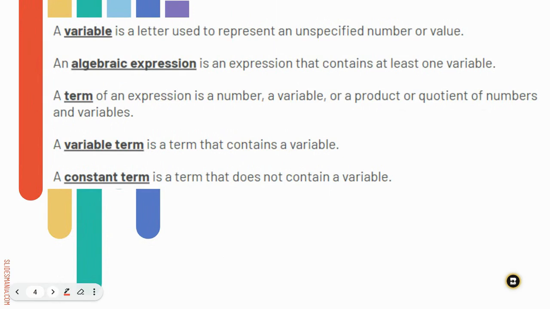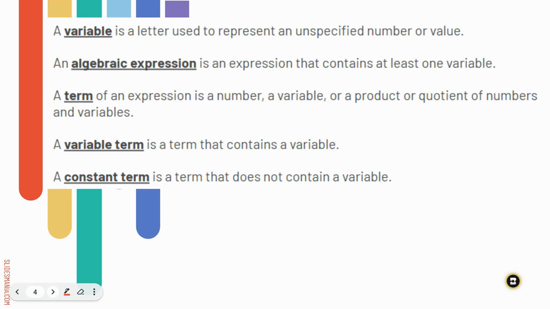So we are going to start with some definitions. So we have a variable, which is a word you may have heard before in 8th grade. A variable is a letter used to represent an unspecified number or value. A lot of times for variables in algebra, you'll see x and y. An algebraic expression is an expression that contains at least one variable. A term of an expression is a number, a variable, or a product or quotient of numbers and variables.